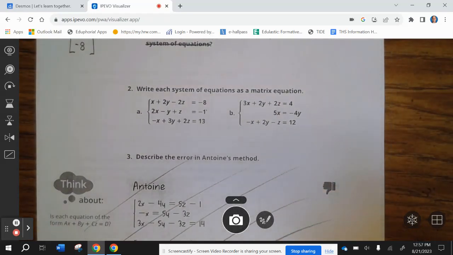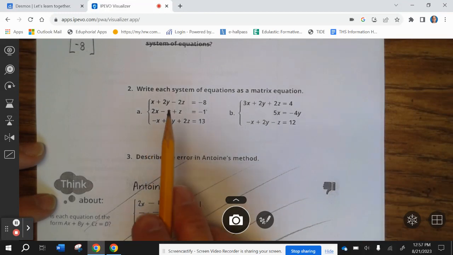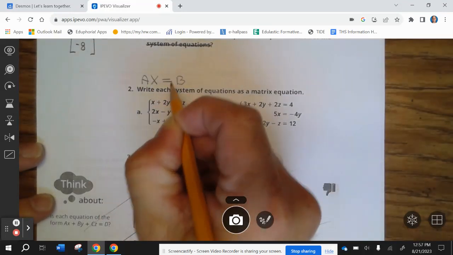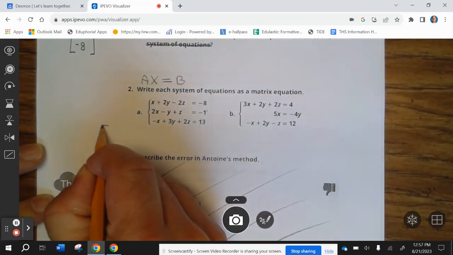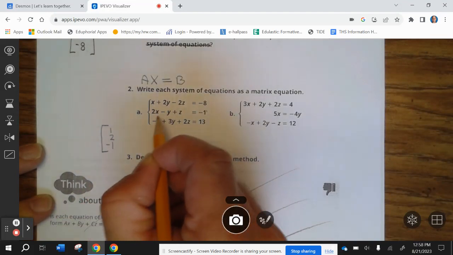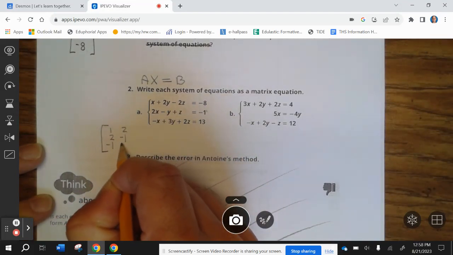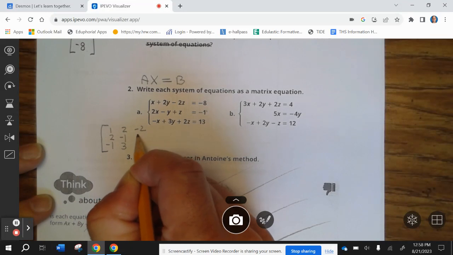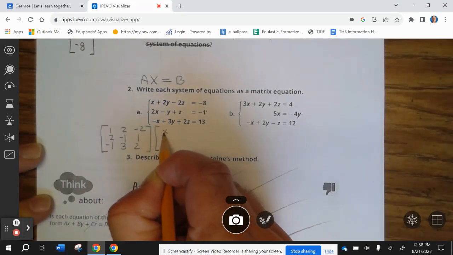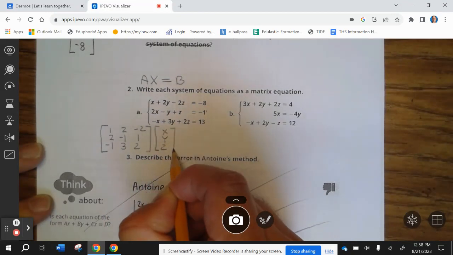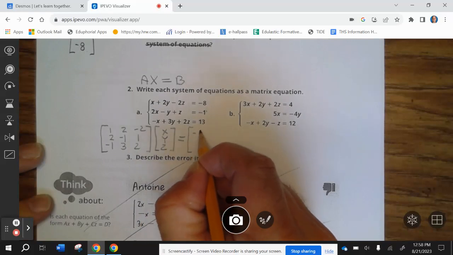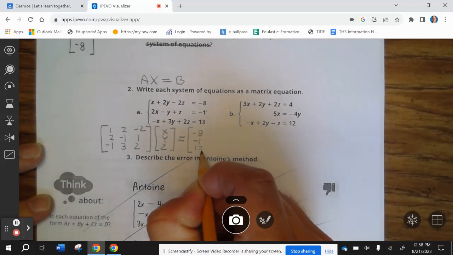Write each system of equations as a matrix. So basically, you're going to write this in the form of AX equals B. So our A matrix is 1, 2, negative 1, 2, negative 1, 3, negative 2, 1, 2, times x, y, z equals negative 8, negative 1, 13.